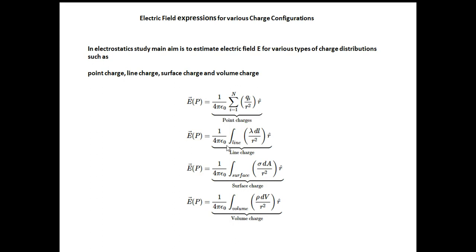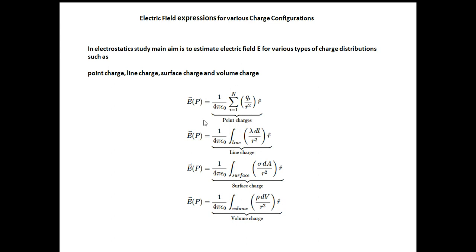Next is a continuous charge distribution, which is a line charge. So lambda dl upon r squared into r cap, where lambda is the charge density and dl is that small length element which I was referring to. Then next is a surface charge. This 1 upon 4 pi epsilon 0, I am not going to repeat again. Maybe sometimes I will say this as an electric constant and just keep it aside. Then it will be sigma dA upon r squared r cap. Then comes the volume charge. It is again integration over volume, rho dV upon r squared r cap.